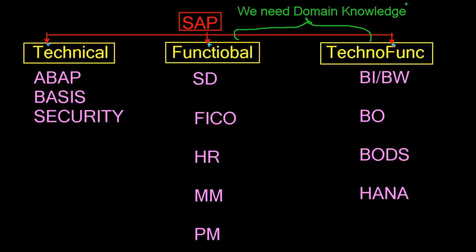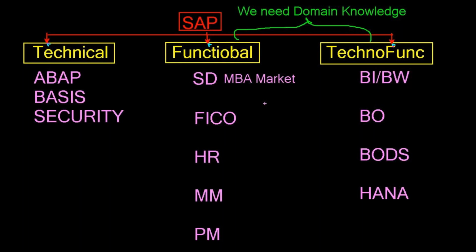Compulsory, we need domain knowledge. What is the meaning of domain knowledge here? For example, if you want to learn SAP SD, sales and distribution, your background should be MBA marketing. It's mandatory. Your background should be MBA marketing. Then only you are eligible to learn SAP SD.